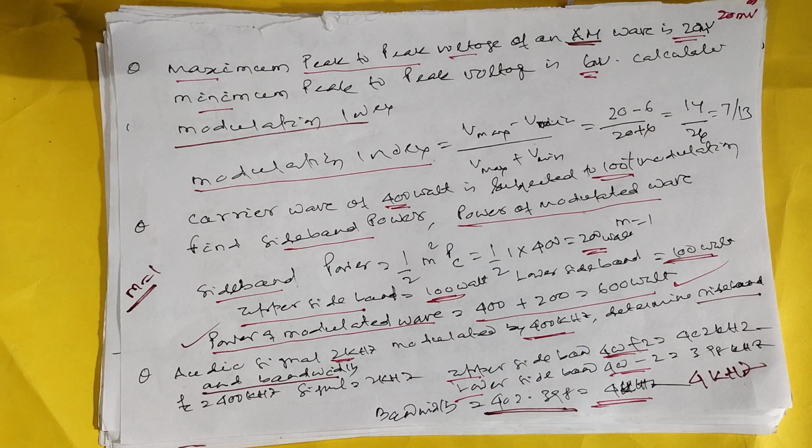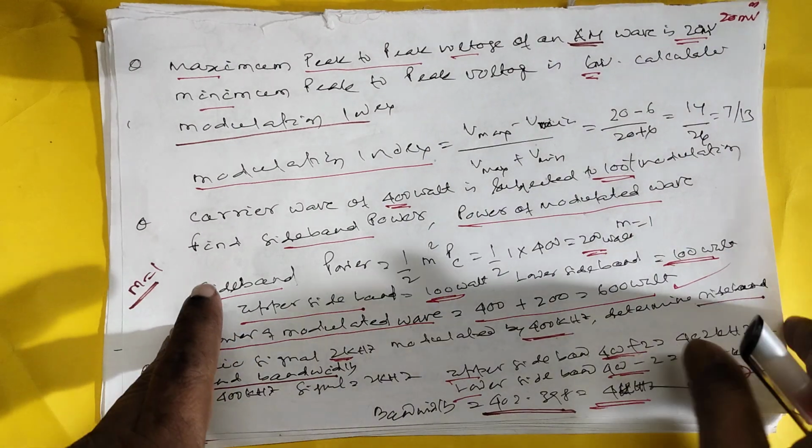The audio signal 200 kilohertz modulates a 400 kilohertz carrier. Determine the sidebands and bandwidth. Upper sideband is 400 plus 2, 402 kilohertz, lower sideband is 400 minus 2, 398 kilohertz. Bandwidth is upper minus lower, equal to 4 kilohertz.